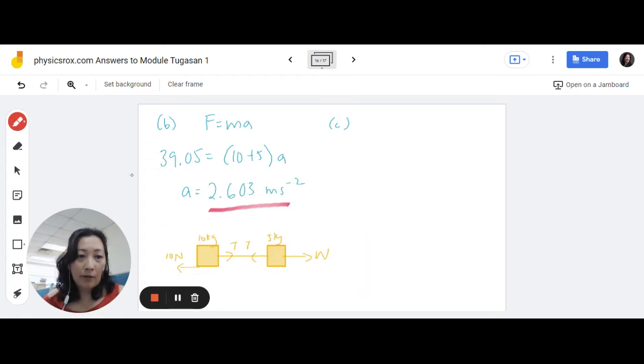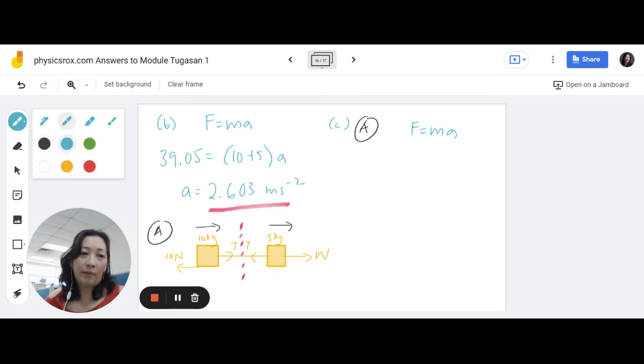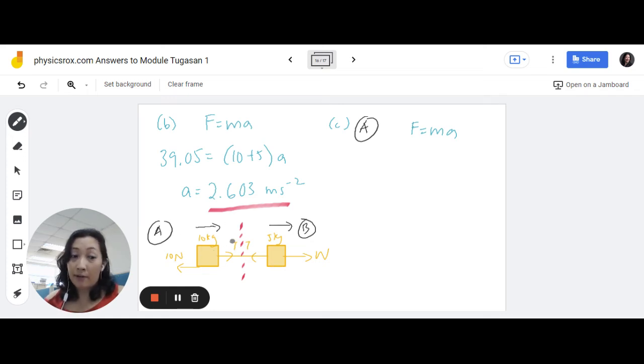So to solve part C, you split it, and you can take the left side only or the right side only. In both cases, the objects are both moving to the right with the same acceleration. If we take the left side only, I'll label this part as A. F equals ma, and focus only on A. Ignore what's happening on the other side, which I'll label as B. You only have two forces, T and 10. Now it's going to the right. That means, which one will be more, T or 10?